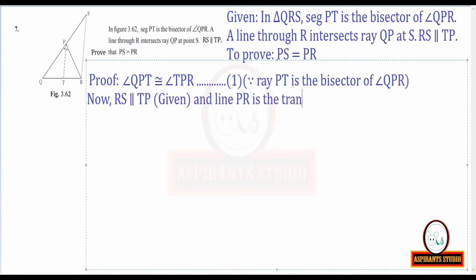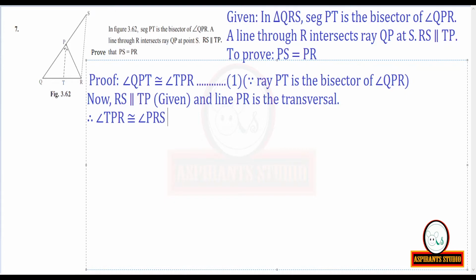So what is given? Ray PT is the bisector of angle QPR. Therefore, angle QPT is congruent to angle TPR. Look at the figure. Take it to be the first equation.